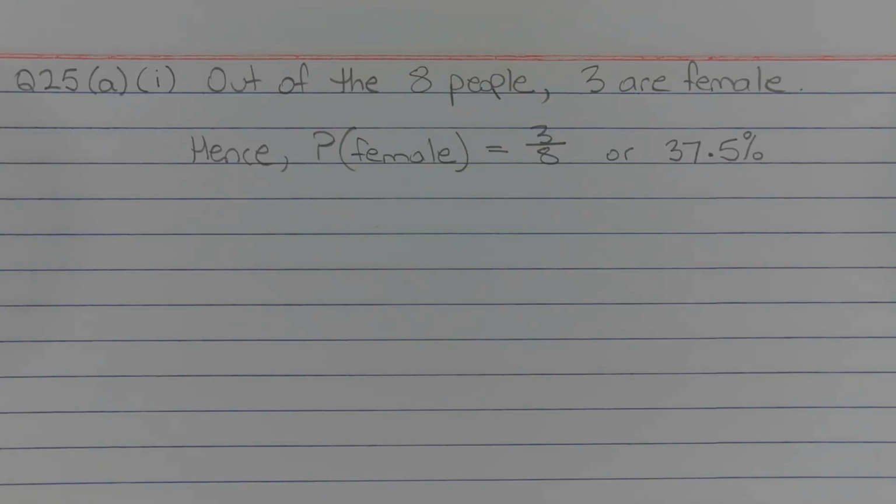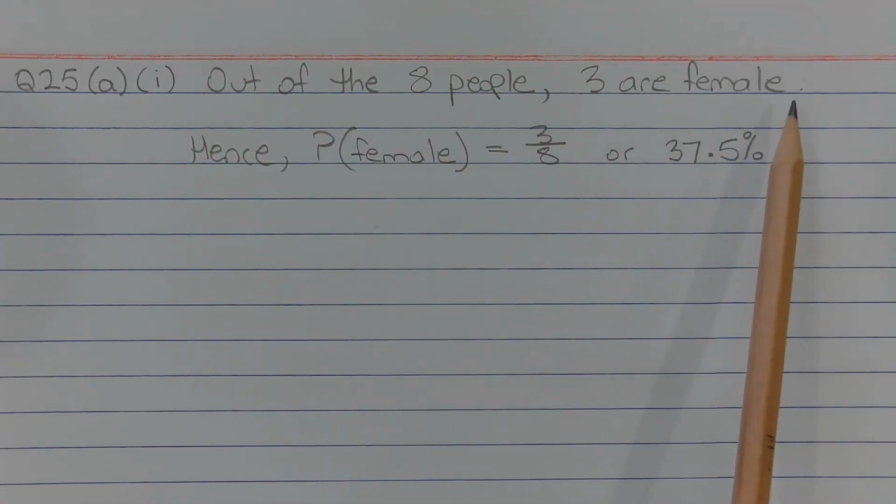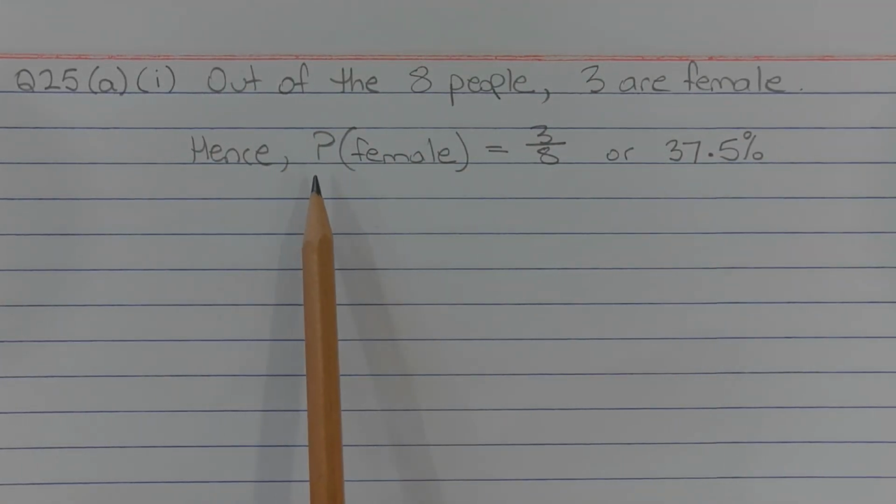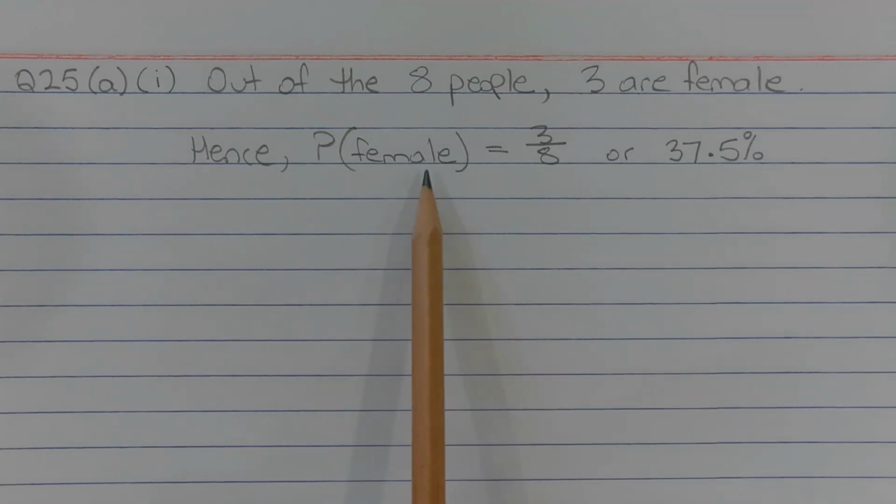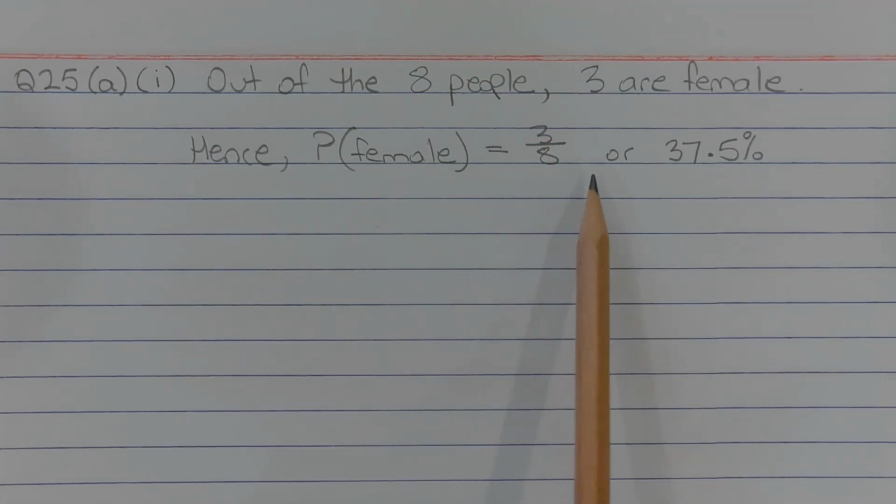There are 5 men and 3 women on the island, so there are 8 people in total. So out of the 8 people, 3 are female. Hence, the probability that the first person chosen is female is 3 over 8, or 37.5%.